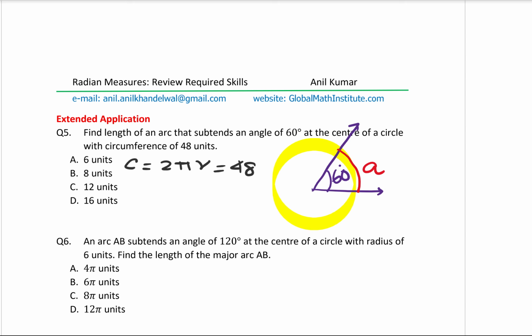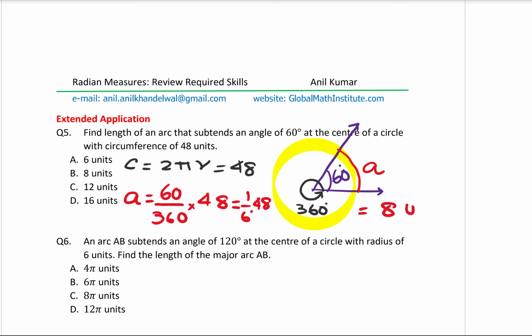Now if we want only the periphery corresponding to the value of 60 degrees, what should it be? The full circle, as you know, is 360 degrees. From the symmetry of the circle, we can say that this should be 1/6. So the value of A should be equal to, in the same ratio, 60 degrees over 360 degrees times 48, which means 1/6 of 48, and that is equal to 6 times 8, so 8 units. Is that clear to you? So the option is B for us.